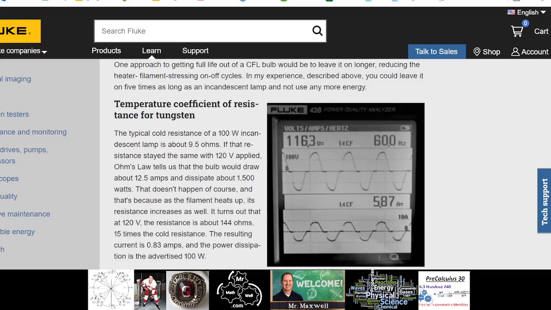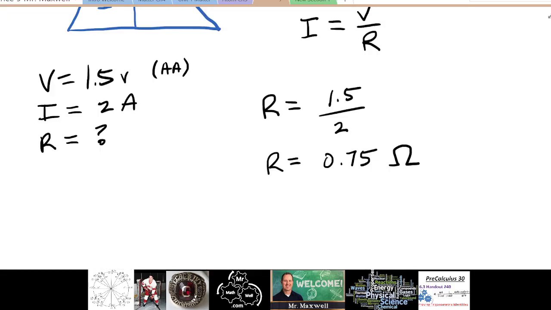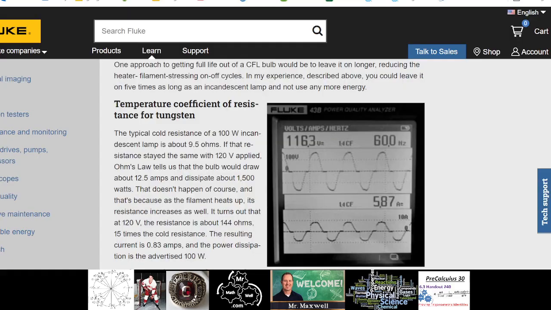Okay, so the typical resistance of a 100-watt light bulb is 9.5 ohms. So if we took a look at that, and this little calculation that we just did for our 1.5 volts, it would be able to go 2 amps through 0.75 ohms. That's pretty small. I'm not sure about this current yet, but this light bulb needs 9.5 ohms, okay? So if it's plugged into the wall, that's 120 volts coming out of the electricity in the wall, 120. And so Ohm's law tells us that the bulb would draw about 12.5 amps.